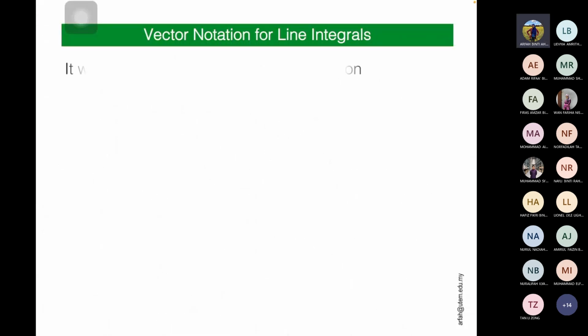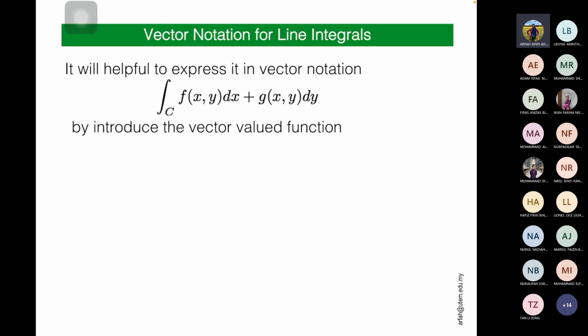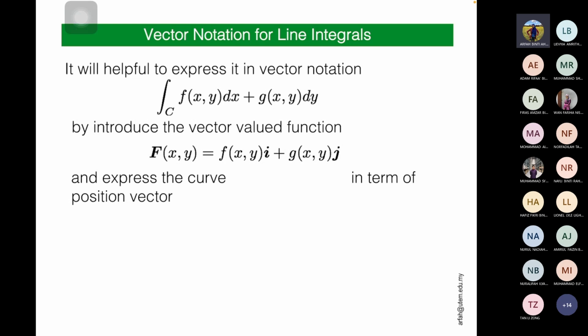For the vector function, you have the direction and also the magnitude. So it will be helpful to express the line integral in the vector notation, that is integration over the curve C for f with respect to dx plus integration over the curve for g with respect to dy. So we will introduce the vector valued function F(x,y) equal to f(x,y)i plus g(x,y)j. Okay, the vector notation.